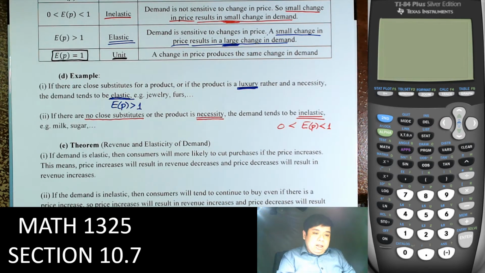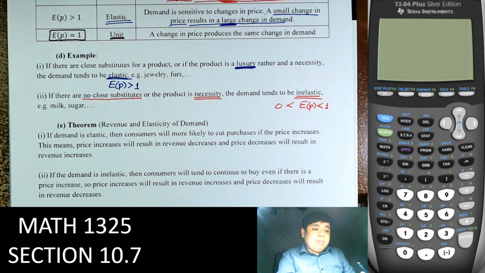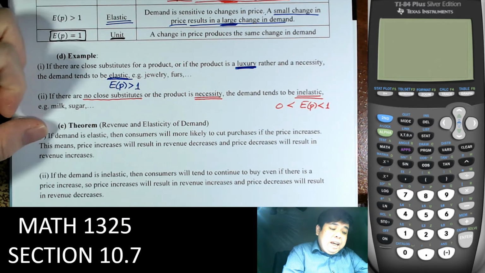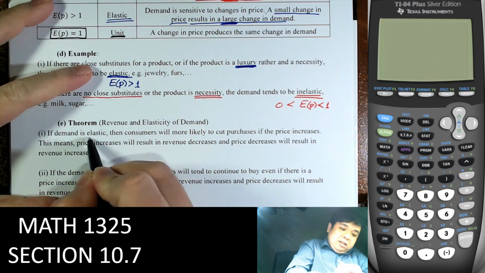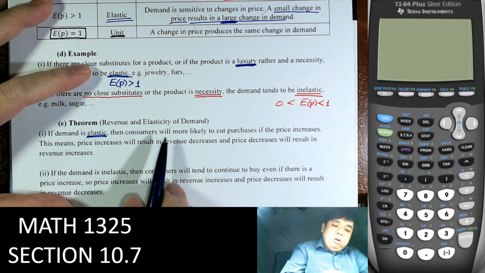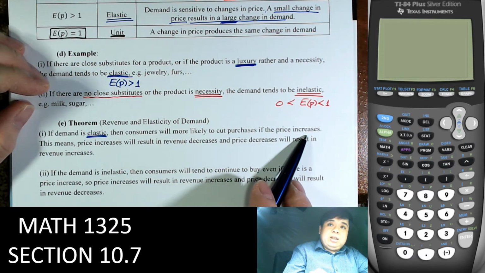And we apply that definition to this example. Now, in theory, if demand is elastic, then consumers will more likely cut purchases if the price increases.